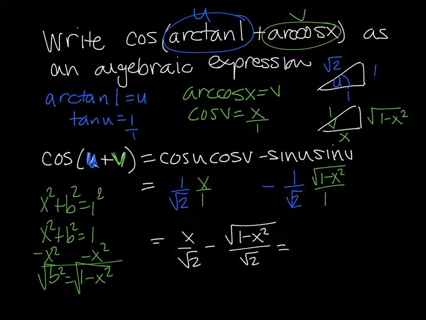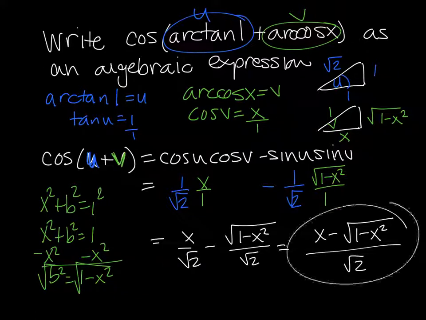Because they already have a common denominator, I can put the tops together: x minus the square root of 1 minus x squared, all over the square root of 2. And I'm done. I'm not going to even make you rationalize it. I'm not going to make you simplify anymore. This is all I really want from you, is to be able to get to this point. All right, good luck.